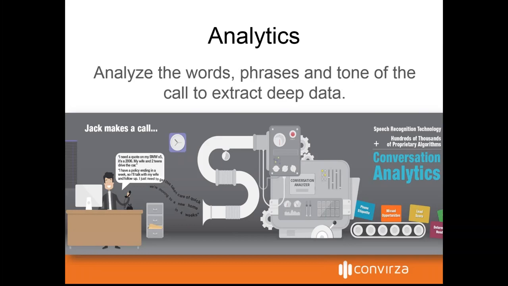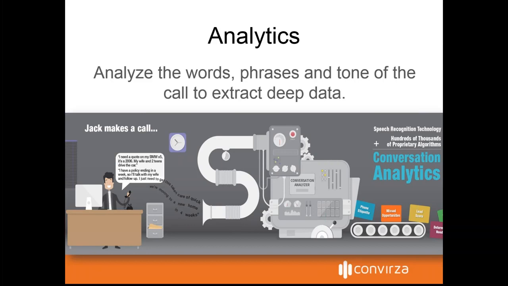You see an auto insurance example here on your screen where Jack makes a phone call. He says, I need a quote on my BMW. My wife and two teens drive the car. Well, our system takes those words, runs them through our conversation analytics engine, and pulls out all sorts of data. We give you a lead score for every phone call, tell you whether or not there was a missed opportunity for every phone call, give you a conversion value for every phone call. In other words, did it result in the goal that you were trying to get from that phone call?